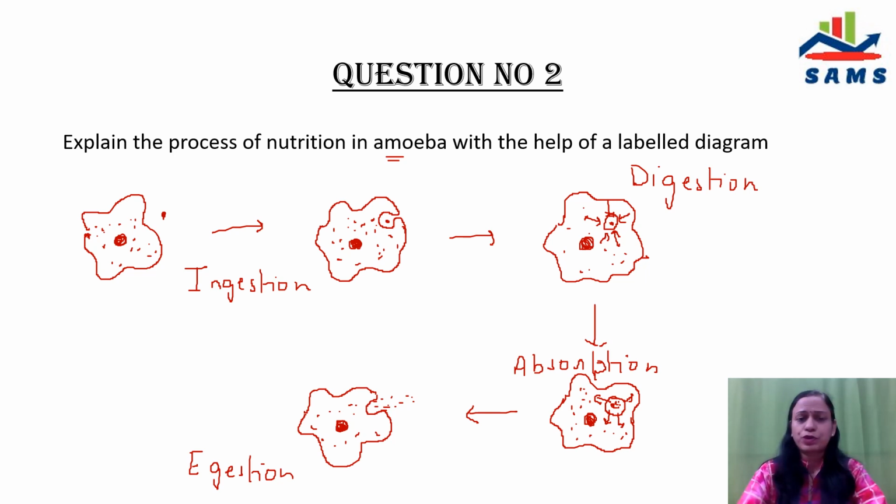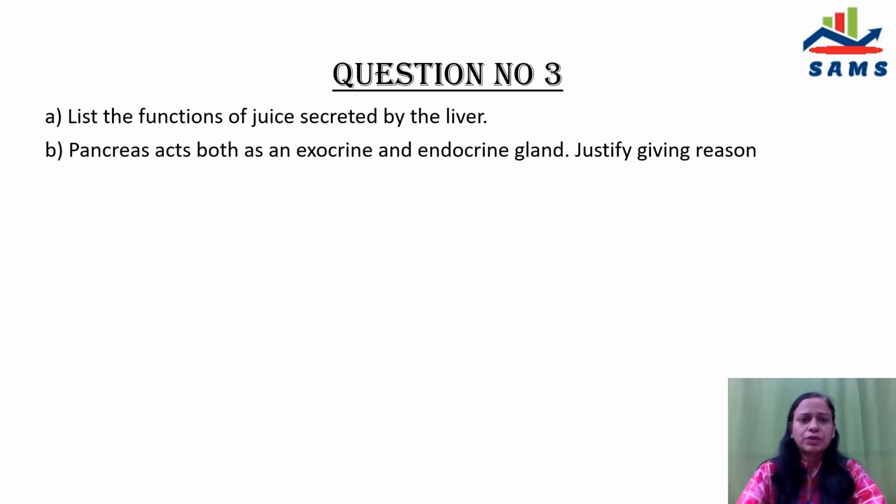So this is how you are supposed to answer question number 2, which can be asked as a 5-mark question or as a 3 marks question. Question number 3, list the functions of juice secreted by the liver. A very important question. Again, the secretion of the liver, what is it known as? It is known as the bile juice.